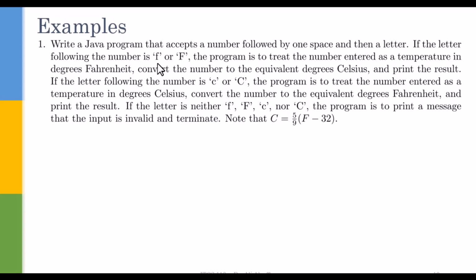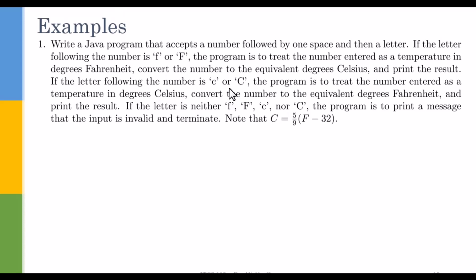If the letter following the number is F, small letter f or capital letter F, the program is to treat the number as temperature in Fahrenheit. Convert the number to the equivalent Celsius. So we have two temperatures, Fahrenheit and Celsius, and print the result.